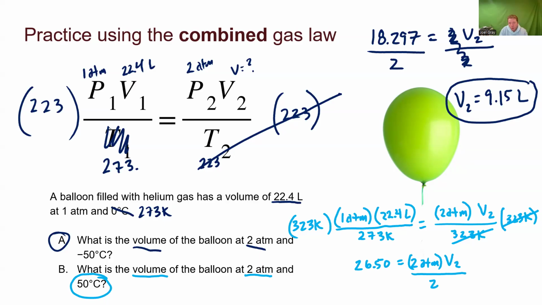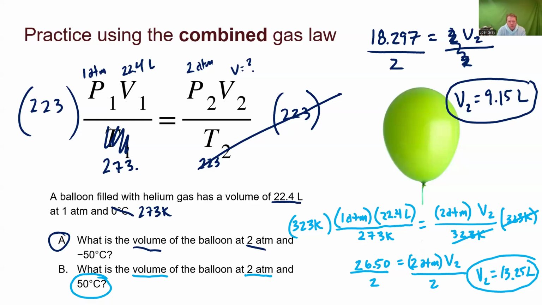Divide each side by 2. I'm going to drop the units. Divide by 2. My V2 equals 26.5 divided by 2, 13.25. Units, liters. Okay. So what is this like? On the surface, you could look at it and say, oh, well, in both cases, the volume went down.